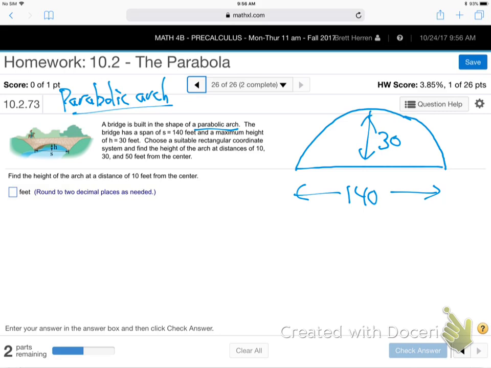So I guess that's a bridge over the water. So they're saying, hey, if here's the center, if you go like 10 feet to the right, how high up will the arch be? 10 feet from the center, 30 feet, 50 feet from the center? How high, right? It's getting shorter and shorter and shorter as you go further and further to the right.